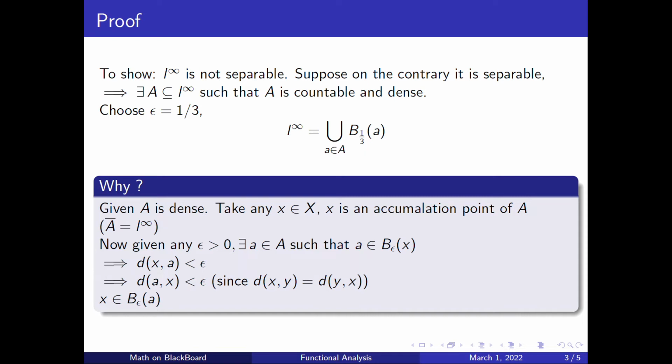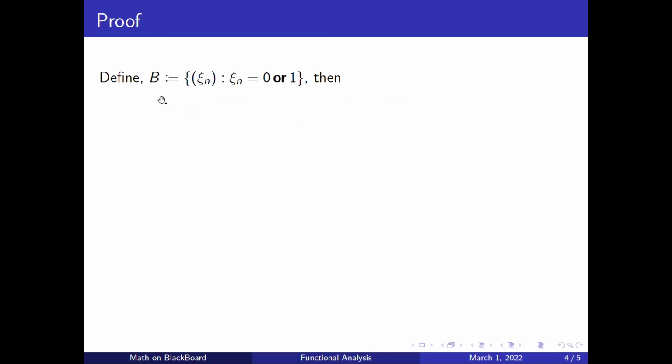So moving ahead, now define B to be the set of all sequences such that the sequences are made up of 0 or 1. Then the following statements are true about B, which is that B is firstly a subset of L infinity. Okay, we'll see why this is.